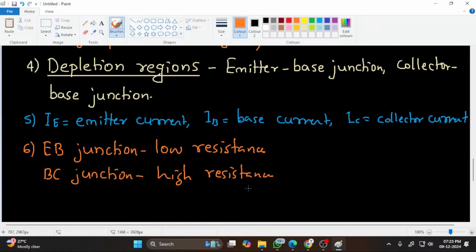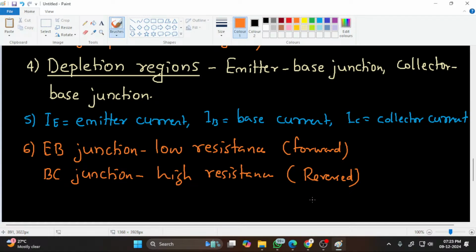There are two PN junctions, one is emitter base and one is collector base. They can be biased in different ways. The most common method of biasing a transistor: emitter base is forward biased and collector base is reverse biased. This helps in easy flow of majority carriers supplied by the emitter through the transistor.